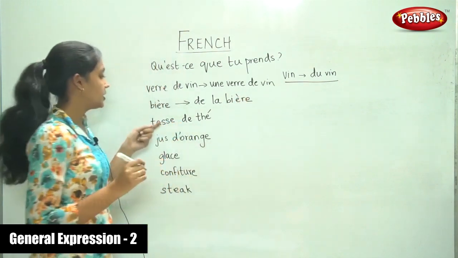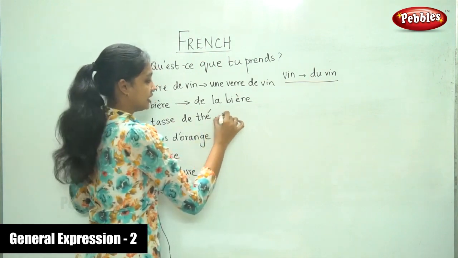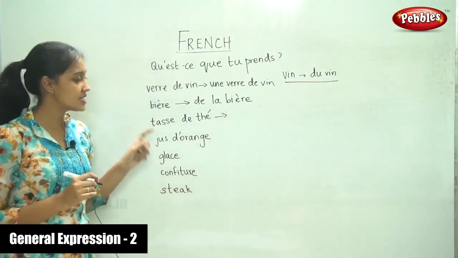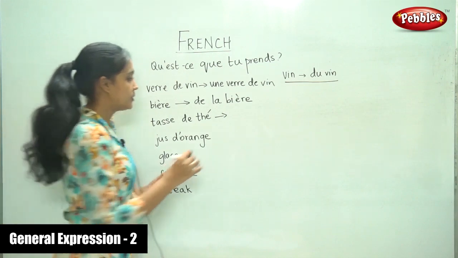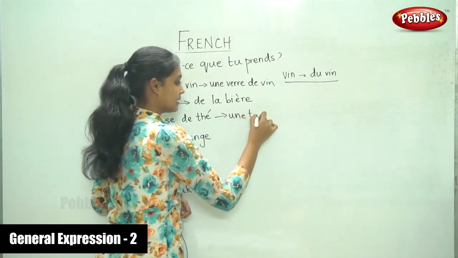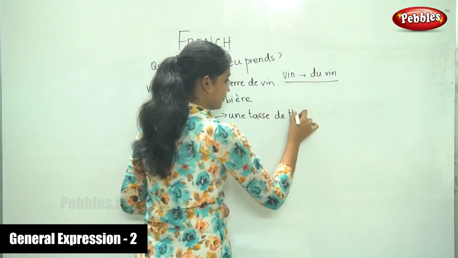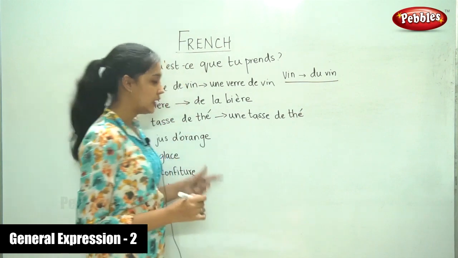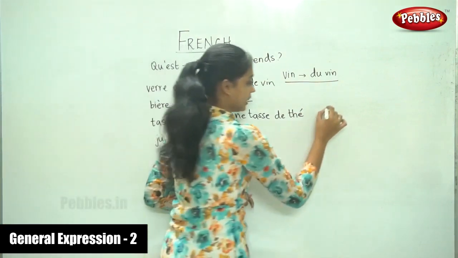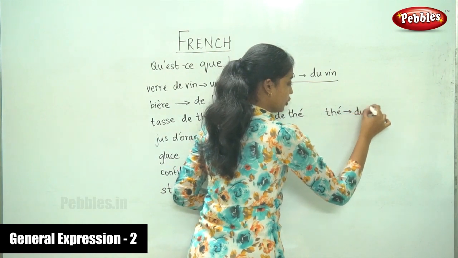Right? Now the next one, tasse de thé. So a cup of tea. So now in this case also it is countable. So we say une tasse de thé. Or if it is just thé, then you would say du thé.